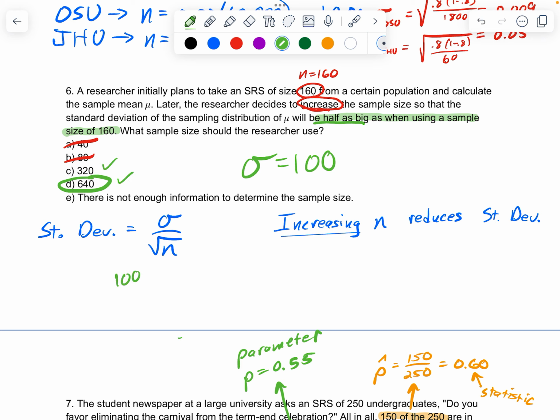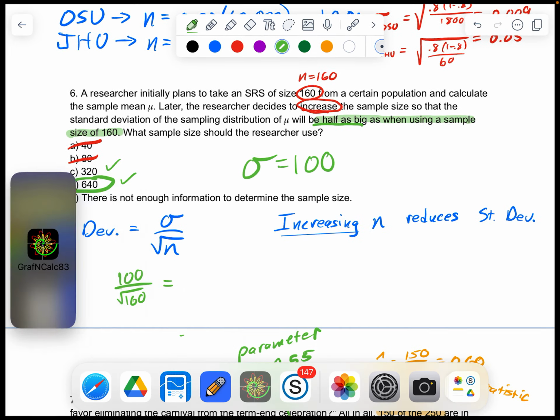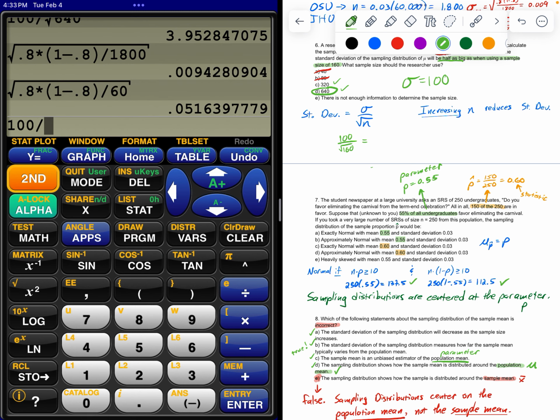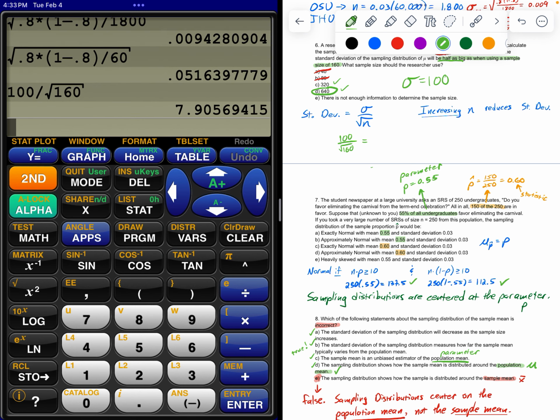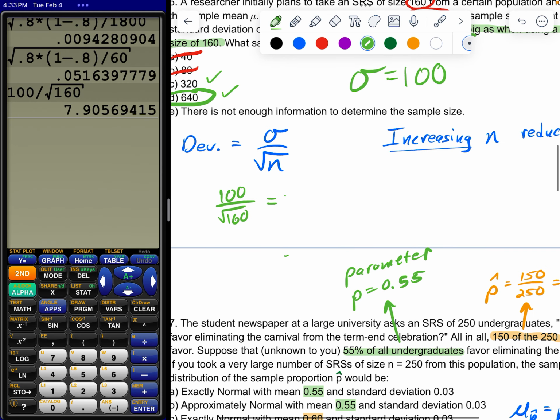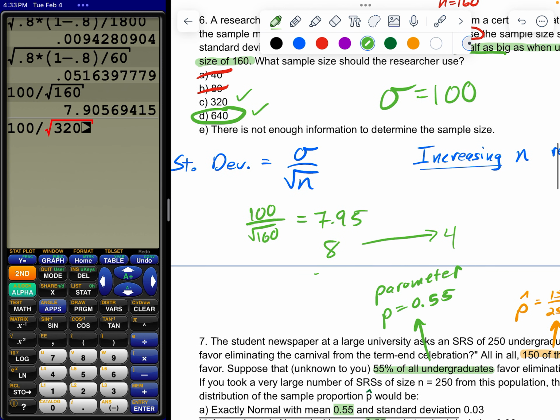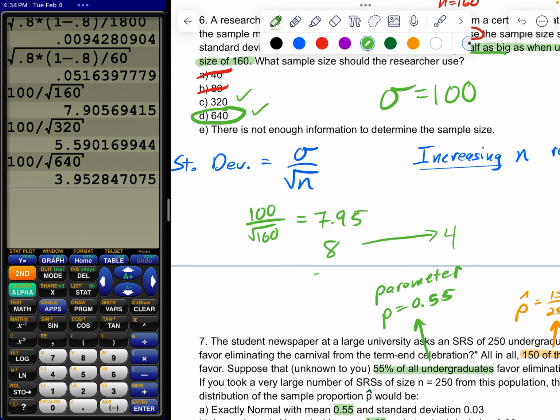What is 100 over, first of all, what's 100 over the square root of 160? Because that's the original sample size. Calculator. 100 divided by the square root of 160. So that's the starting one, 7.9. That's about 8. So I need to change it to about 4. Will that happen if I make the sample size 320? That's the answer to C. No. Will that happen if I change it to 640? Oh, look at that. That's the one. So the answer is 640.